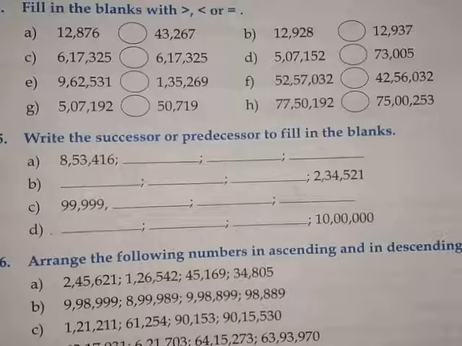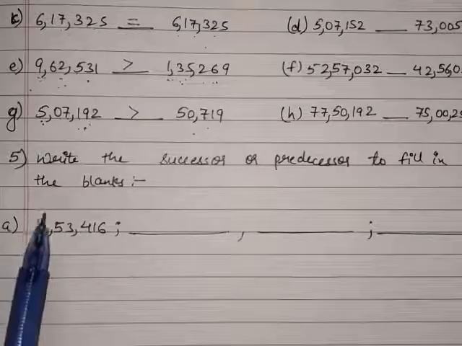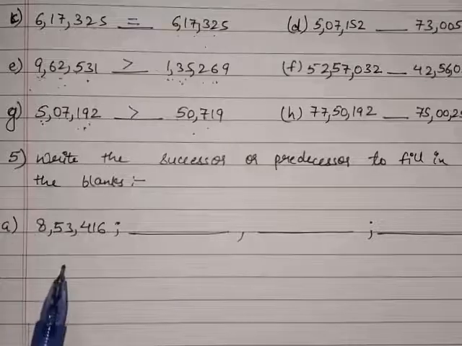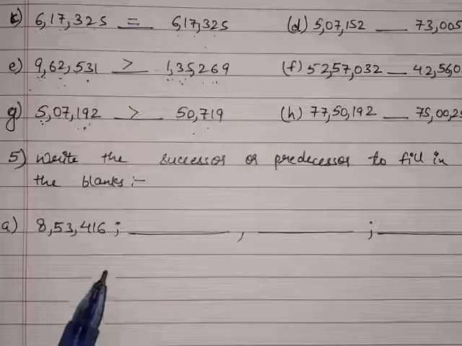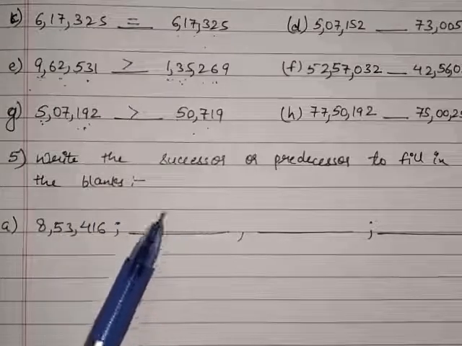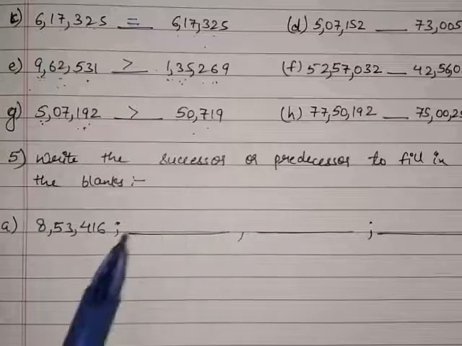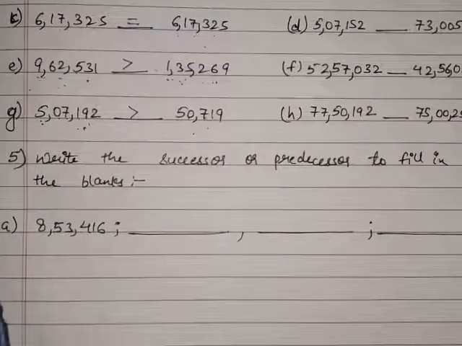Now firstly, we will note down the question in our notebook. Students, I have noted down the question: write the successor or predecessor to fill in the blanks. In this, firstly the number is given, then the blanks. What is the meaning of successor? One more than the number, the next number. And if we want to find the before number, that is the predecessor. So in this, we have to find the successor of the given number. You can add 1 in the rough column or downside of the question. I am adding downside of the question.